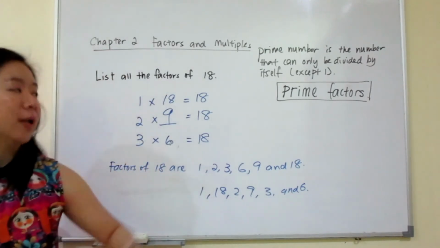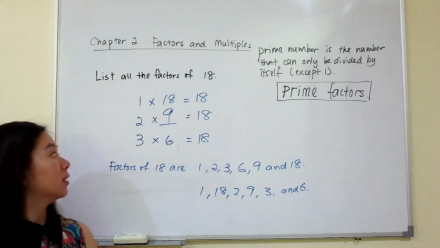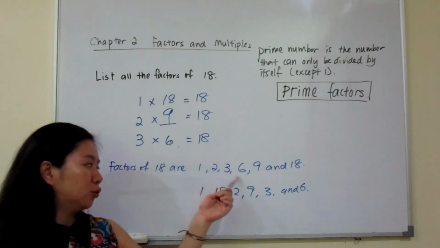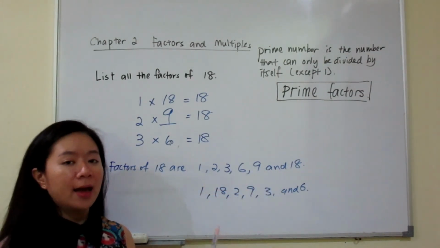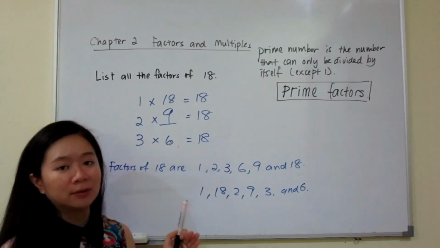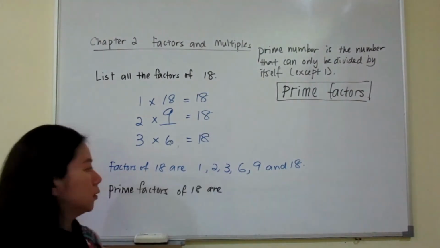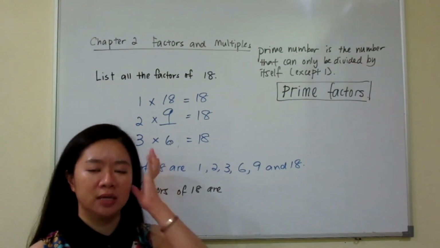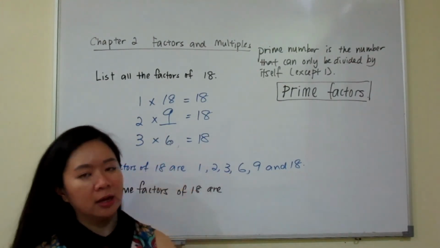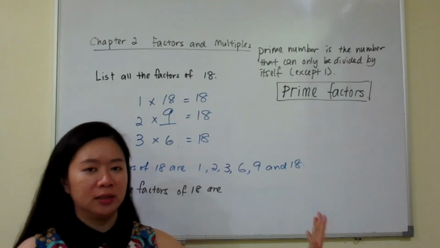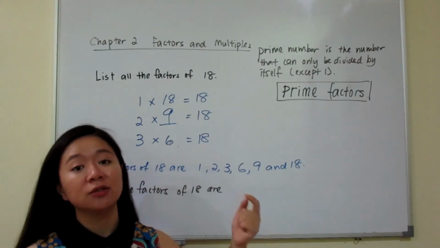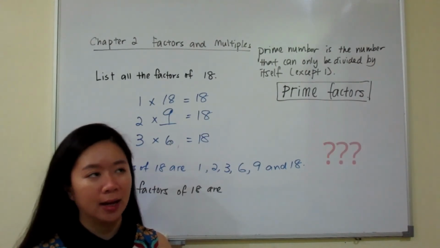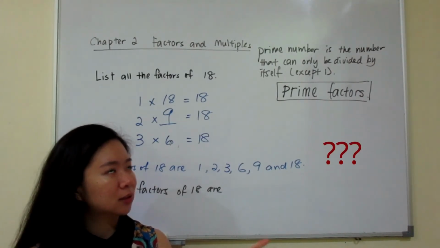Okay, so let's use the same case. List all the factors of 18. They are 1, 2, 3, 6, 9, and 18. And then from this list, we're going to list out the prime factors. So how do you check for prime factors? If you memorized it from primary 6, yes, that will do. But this is how I do it. I don't memorize these numbers in my head. I just check whether the number can be divided by some other number.